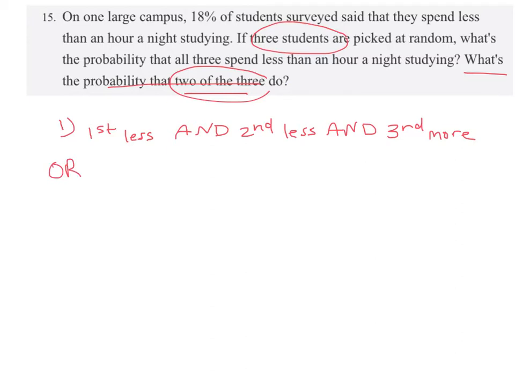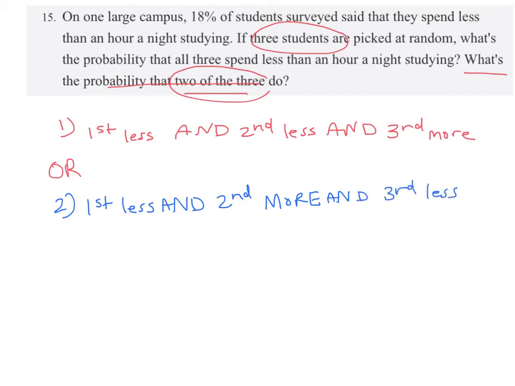Or another outcome, so each student actually is a separate event. Another outcome is that the first is less and the second is more than an hour studying and the third is less. So see, this is shifting it. So this is a totally different event. The first is less, the third is less, but the second is more. So we still have 2 out of 3, but it's a different event because the second person is a different person.